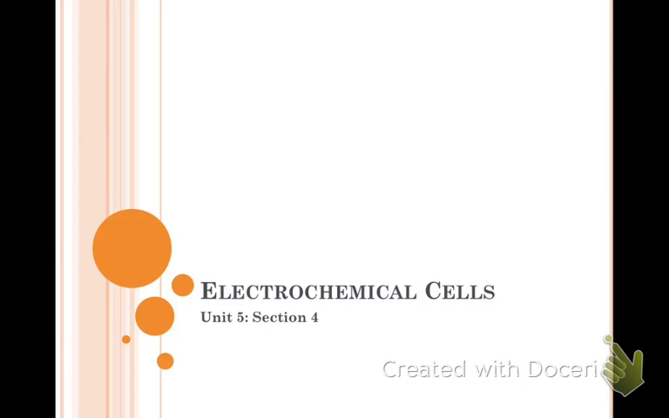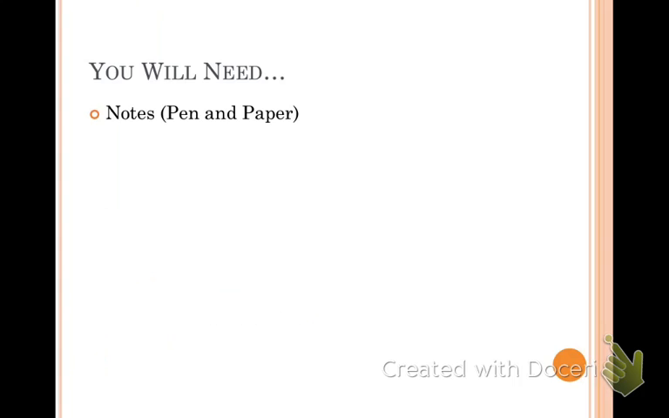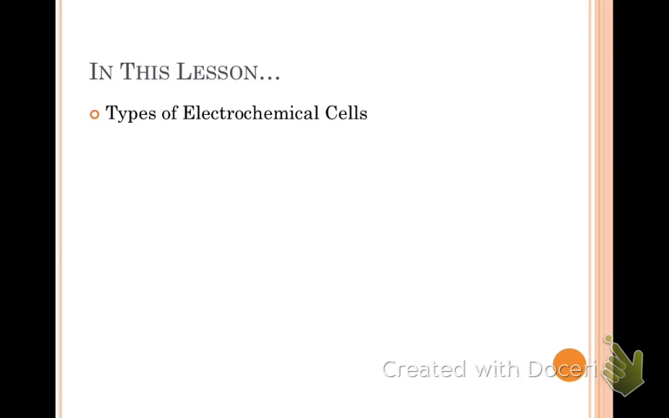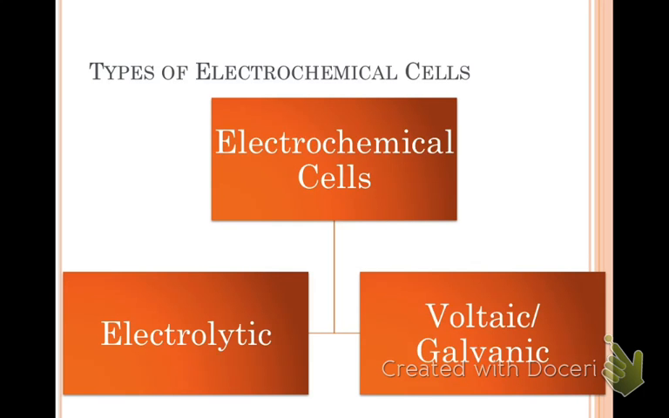Hi guys, so here we're going to bring together everything you learned from Section 4 into electrochemical cells. So you'll need your notes for this. We're going to talk about what the different types of electrochemical cells are. So here they are. We have an electrolytic versus a voltaic or a galvanic.